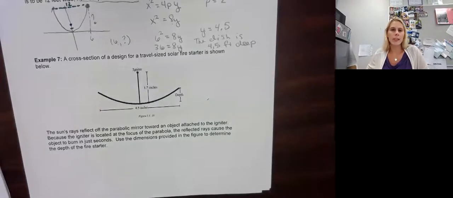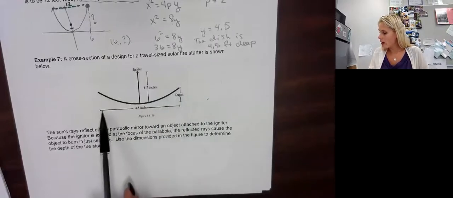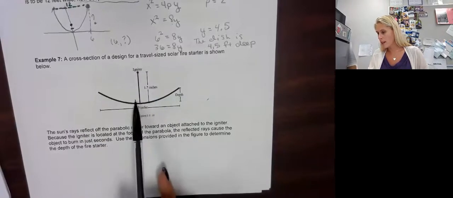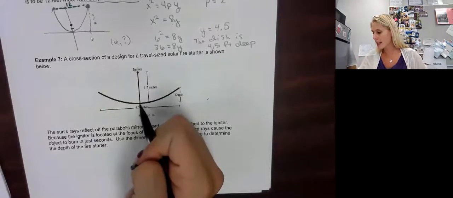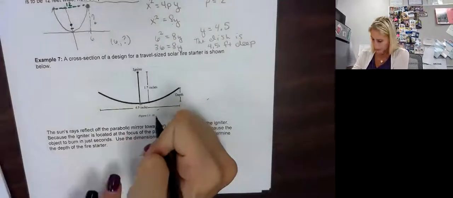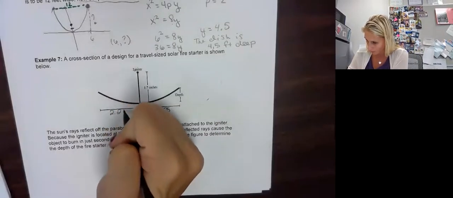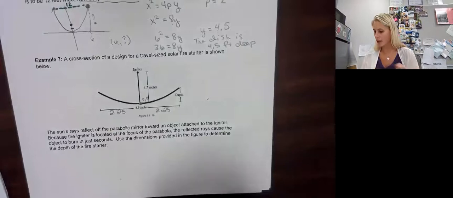A cross-section of a design for a travel-size solar fire starter is shown. Okay, so let's just see. So we have a depth. By the way, this is not the directrix. Look, this is from end to end. It's 4.5. The igniter is 1.7 away. Okay, so that's what I'm seeing. We're going to, again, stick with simplicity because this allows us that if this is at 0, 0, I know that each of these distances is 2.25, right? And then cut this in half if this is at 0, 0. Okay, just makes it easier for a calculation.